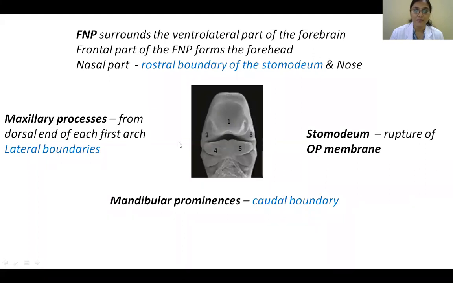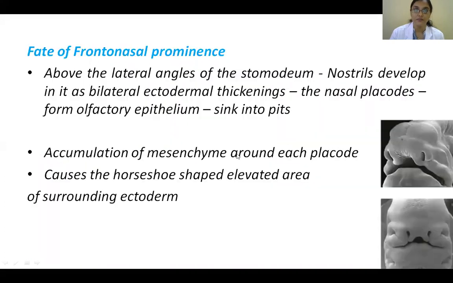Then coming to the maxillary processes. These are projecting here and they're forming the lateral boundaries of the stomodeum. And here, the mandibular processes are coming together. So this is about the 5 processes and the stomodeum, and what's below is the oropharyngeal membrane. So what is the fate of the frontonasal prominence?